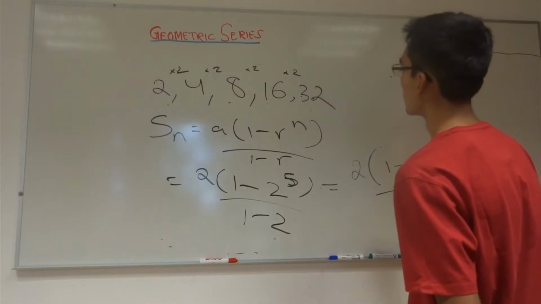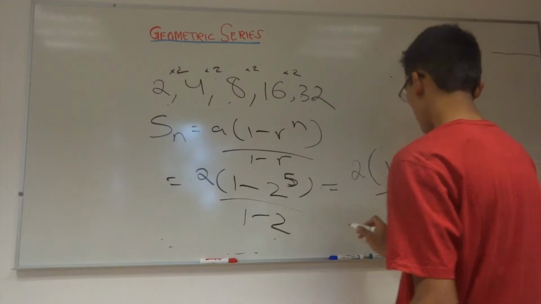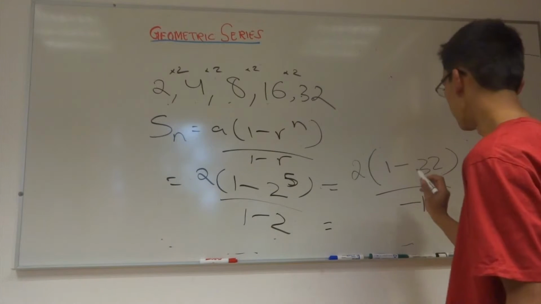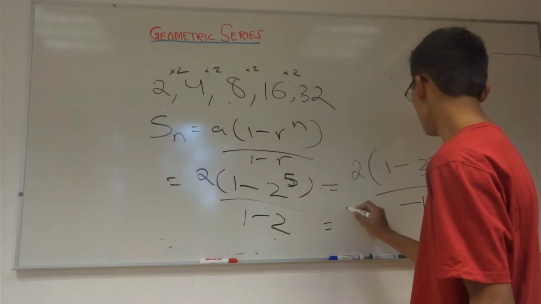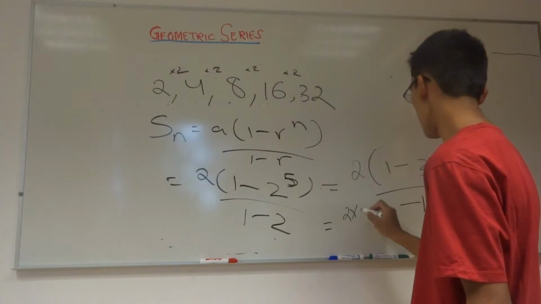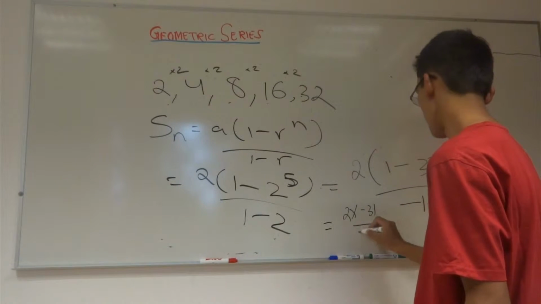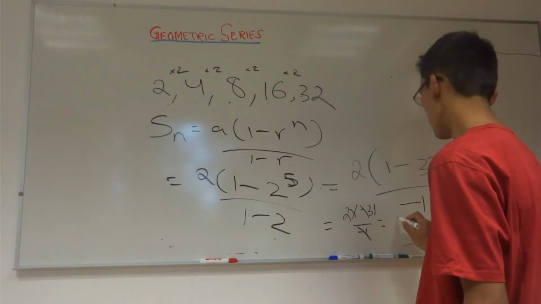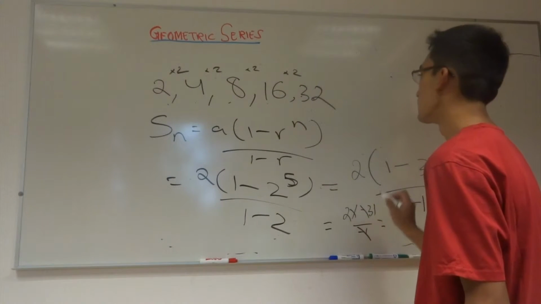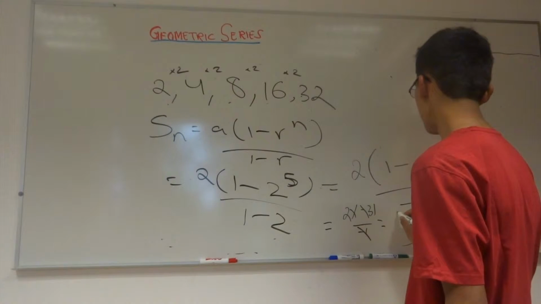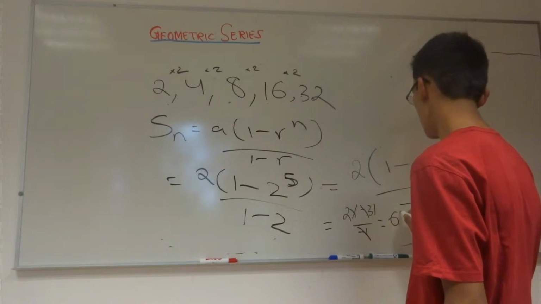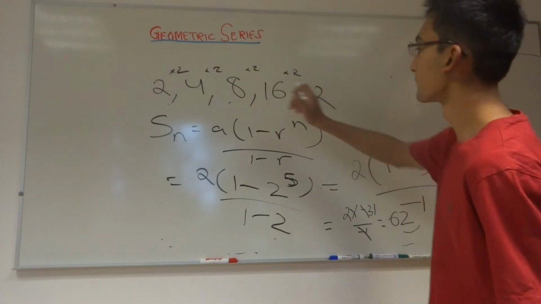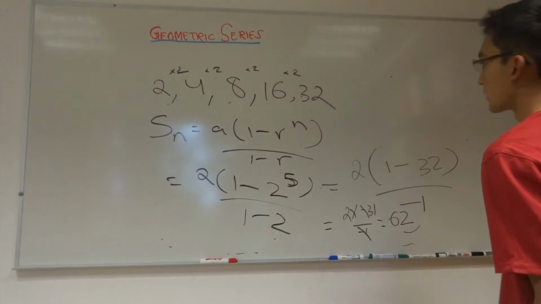So, now, which is equal to 2 times negative 31 divided by negative 1. Cancel out the negatives, which will give you 2 ones are 2, 2 threes are 6, so 62. This is the sum of 5 numbers in this geometric sequence.